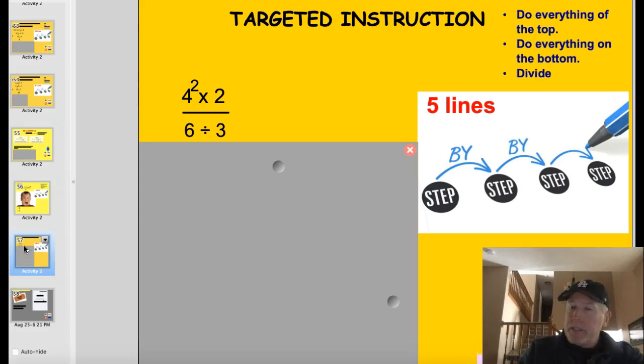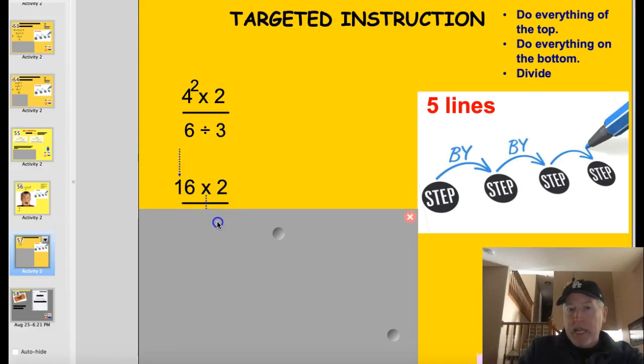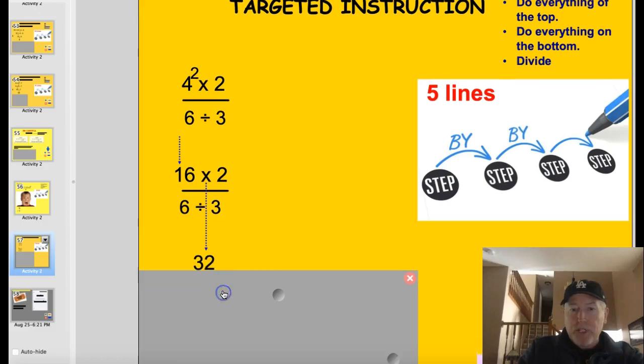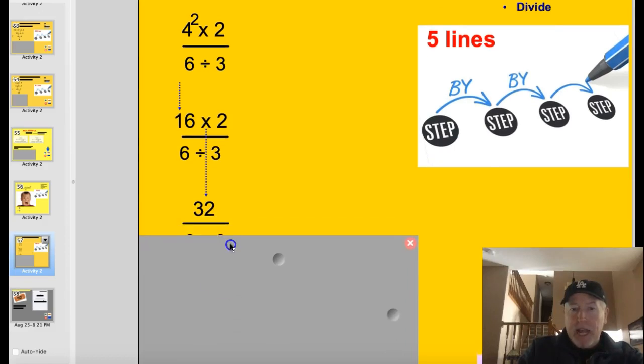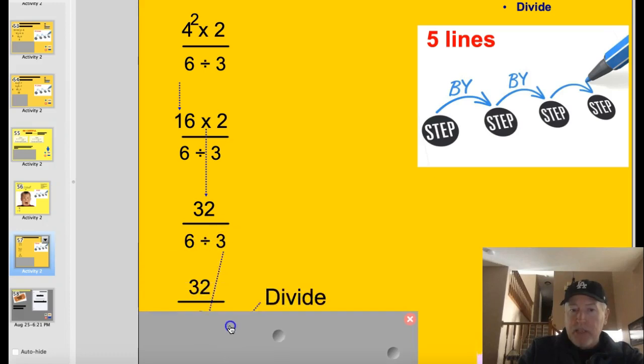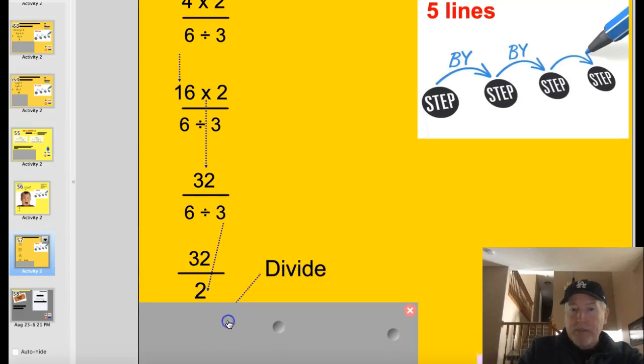All right. 5 lines. Let's see if you got them all right. Well, the first thing you're going to have to do is deal with that exponent up on top. So you really got 16 times 2, and you just copy the rest of the information down. Now you can do the multiplication. 16 times 2 is 32. Now we're done on top. So now we can go do everything at the bottom. 6 divided by 3, that's going to give me 2, and I just rewrite the top. 32 divided by 2 gives me 16. And just like that, you are done.